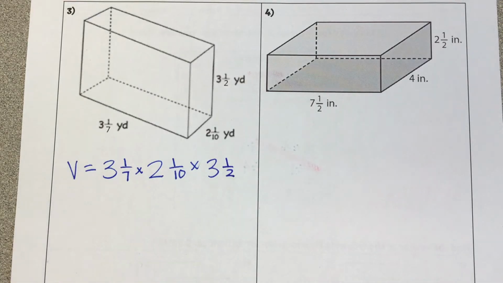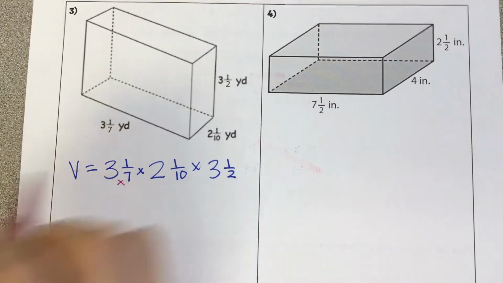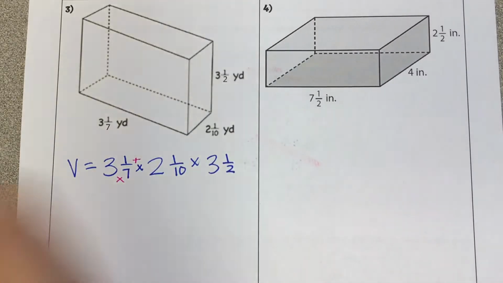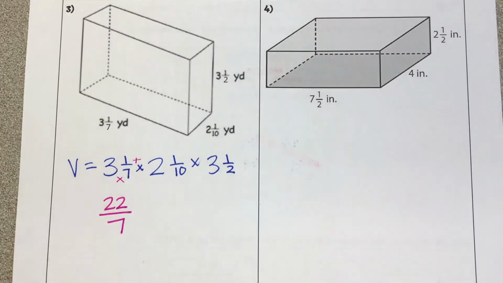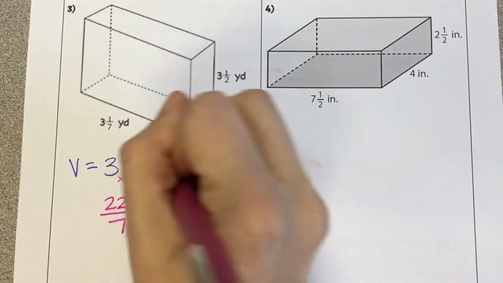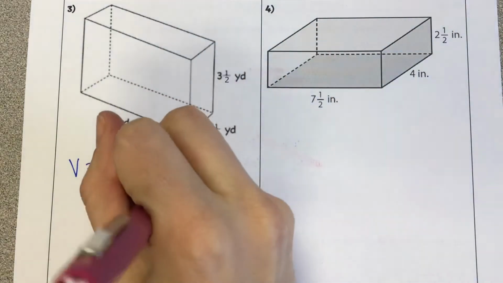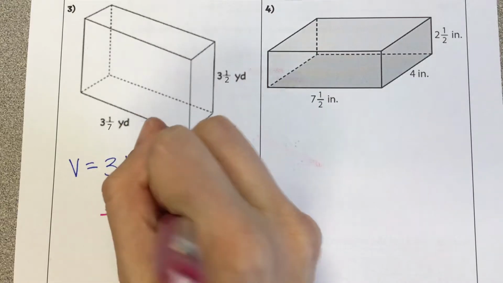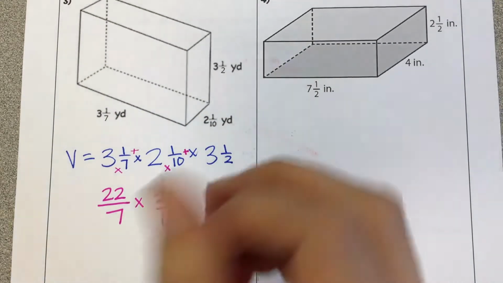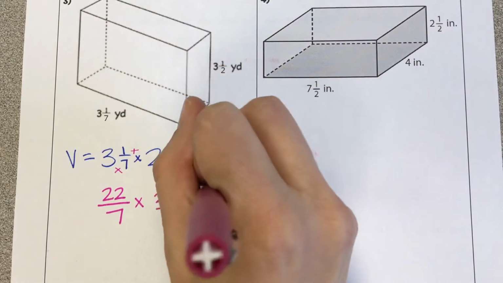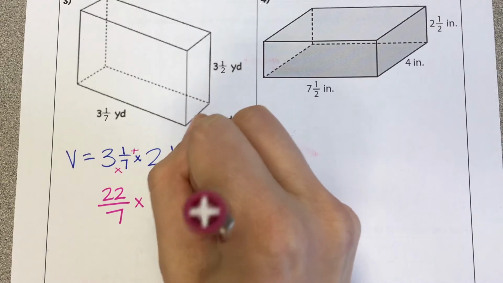Before I do anything, I am going to convert these to improper fractions. 3 times 7 is 21. 21 plus 1 is 22 over 7. For the second one, 2 times 10 is 20. 20 plus 1 is 21 over our original denominator of 10. And our last one, 3 times 2 is 6. 6 plus 1 is 7 over 2.